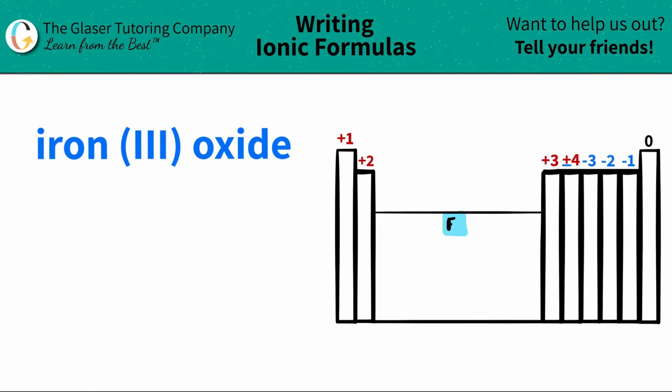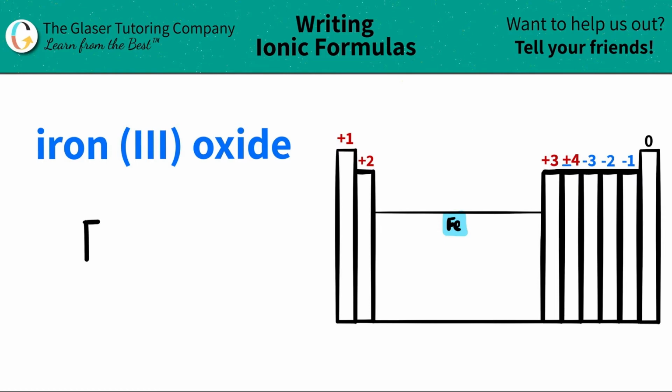Iron is represented as an Fe. So the element is Fe, and it's in this box, which means that it's a transition metal. But transition metals always have different charges. How am I going to know what charge Fe is going to have? That's why there's a Roman numeral here. The Roman numeral always tells me the charge of the metal.